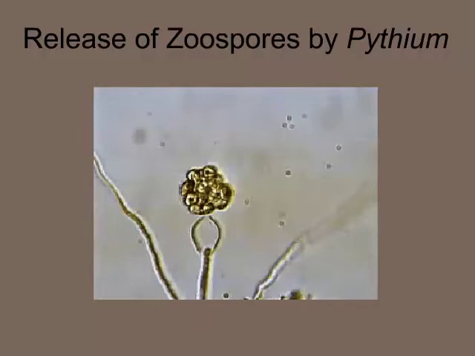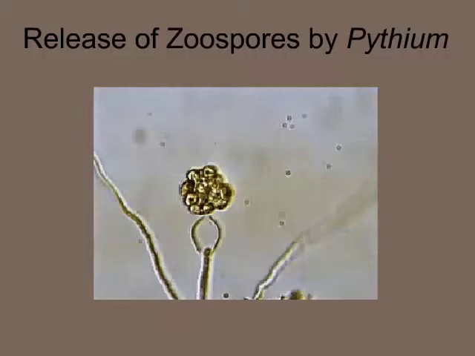Now what you're going to see, in the lower part of the picture, is the hypha, and on the end of the hypha is kind of a lemon-shaped structure called a sporangium. And when the temperature and moisture conditions favor zoospore formation, the cytoplasm in the sporangium begins to form the zoospores. In the case of Pythium, the sporangium forms a vesicle, or sort of like a balloon-like structure at the end of the sporangium.